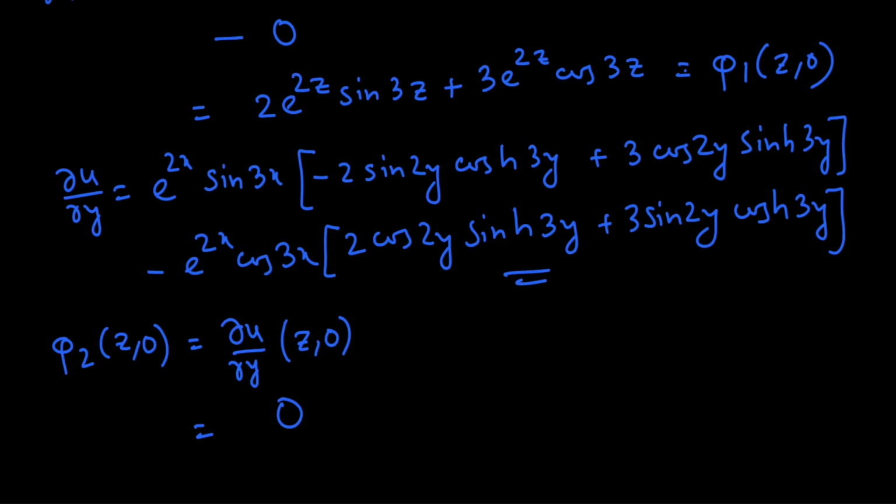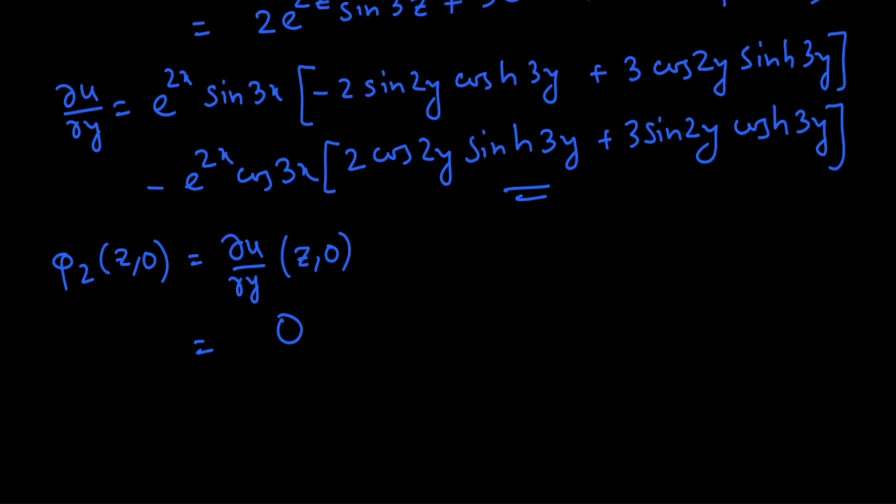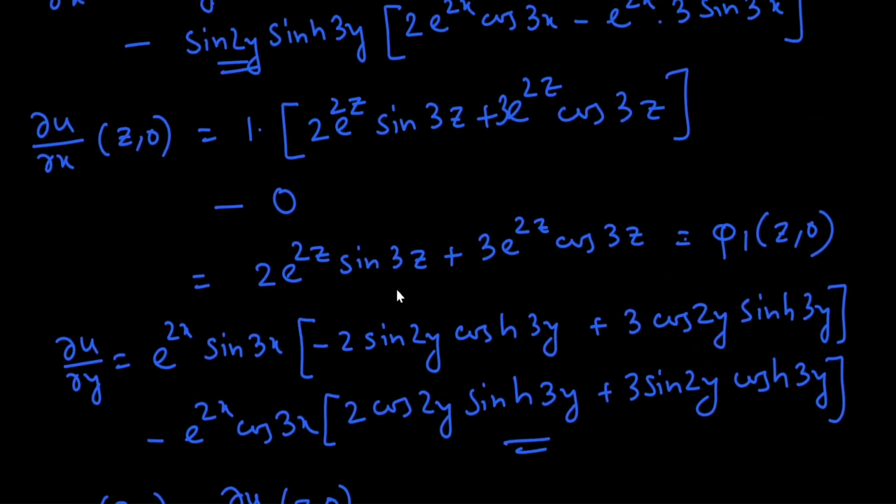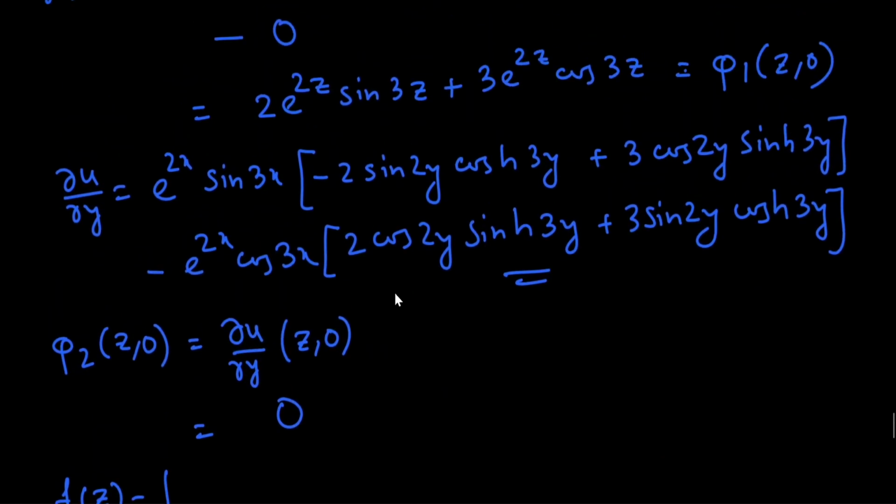Now therefore we have to calculate f(z). This is equal to integration over phi 1 (z,0). For phi 1 (z,0) we have 2 e to the power 2z sin 3z plus 3 e to the power 2z cos of 3z, into dz.